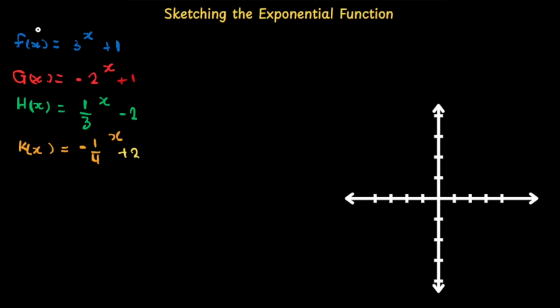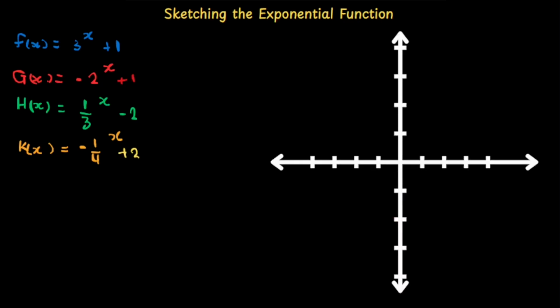Looking at the function f of x, this has the equation f of x is equal to 3 to the power x plus 1. And we want to sketch this on a blank Cartesian plane. To do this, I will first identify my horizontal asymptote, which in this case would be positive 1, as you can see right here. So I'm going to go ahead and sketch in that horizontal asymptote. This horizontal asymptote has the equation y is equal to 1, so I will label it as such.